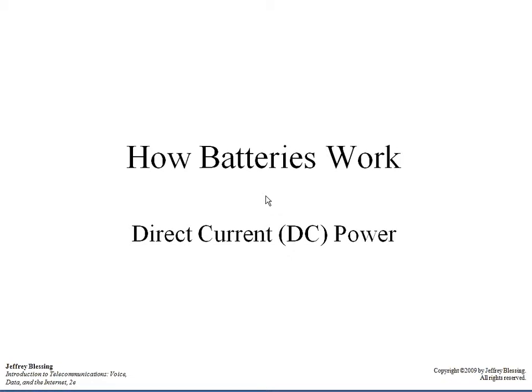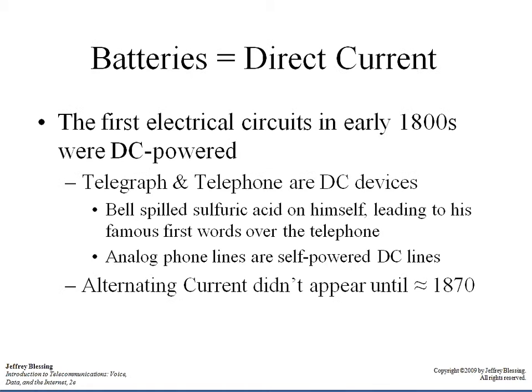In this section of the course, we want to look at how batteries work because all of the circuits we've looked at to this point have been battery powered. Battery powered devices are also called DC devices for direct current. Batteries were first introduced in early 1800s, and the first electrical circuits were all DC powered.